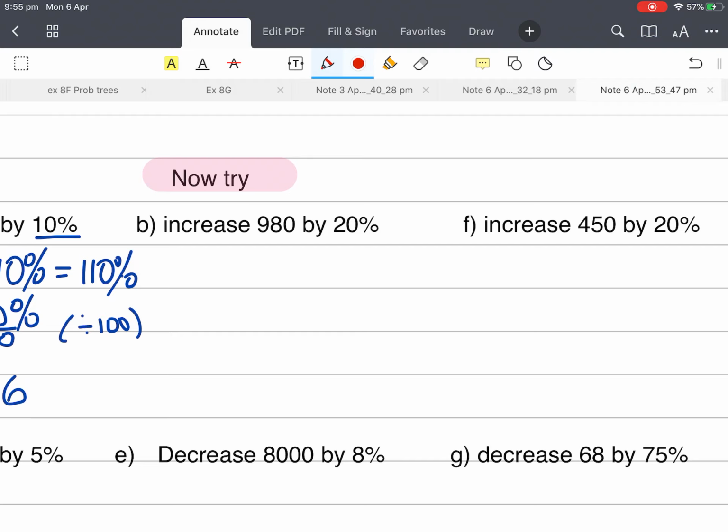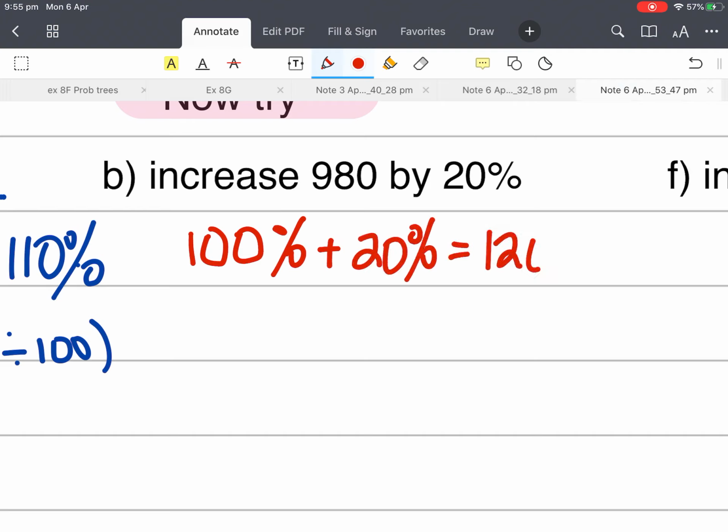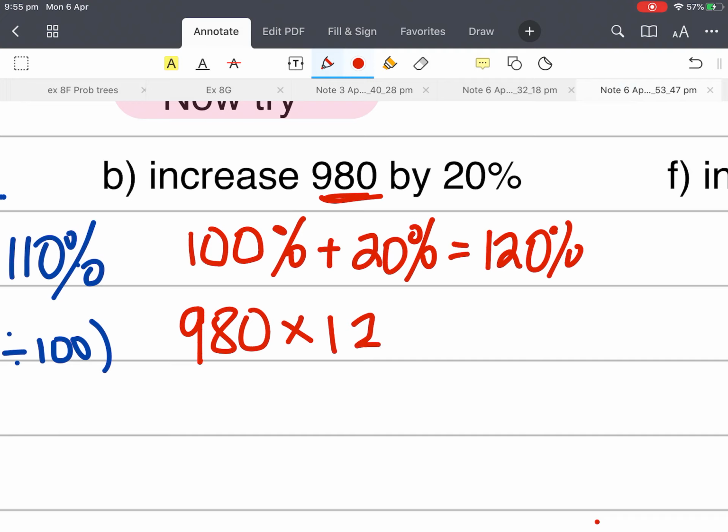Okay, welcome back. Hopefully you've had a go at B and F already. Let's see how you went. So the first one says increase 980 by 20%. So what I'm going to do is the addition first. Remember, increase means to add. So I'm going to add the 20% to the 100% first. That gives me 120%. So the second thing I have to do is take the number in the question, 980 in this case, and multiply it by that new percent, 120%.